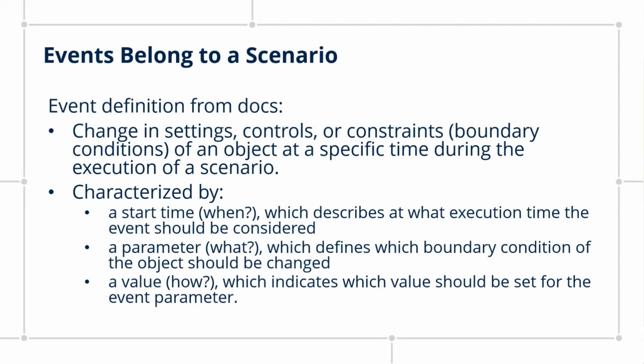The event definition from the documentation is a change in settings, controls, or constraints of an object at a specific time during the execution of a scenario. Events are characterized by a start time, which describes at what execution time the event should be considered, a parameter, which defines which boundary condition of the object should be changed, and a value, which indicates which value should be set for the event parameter.